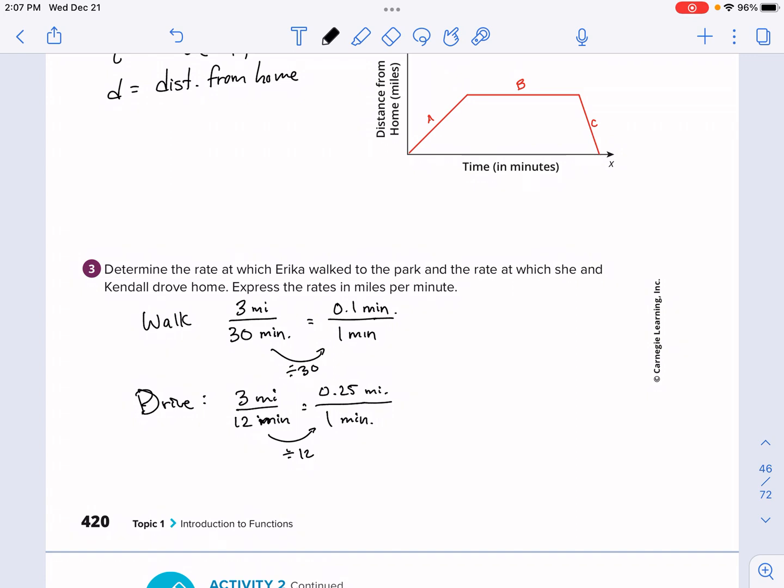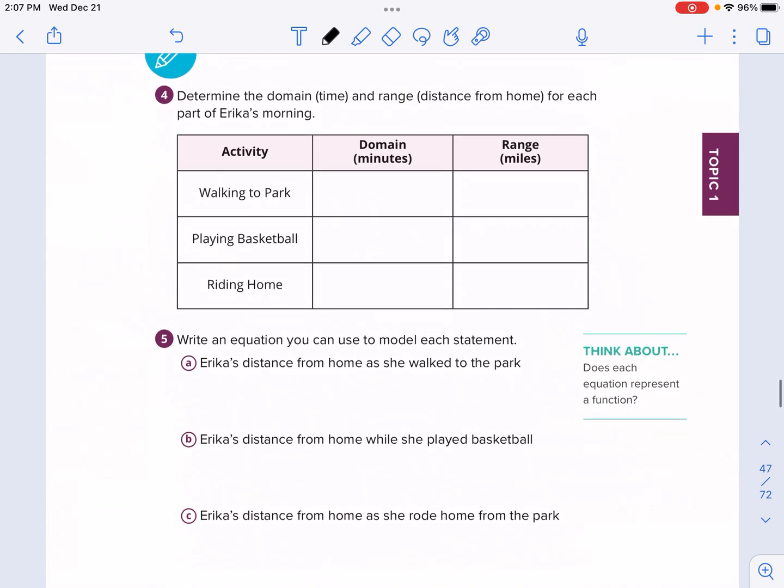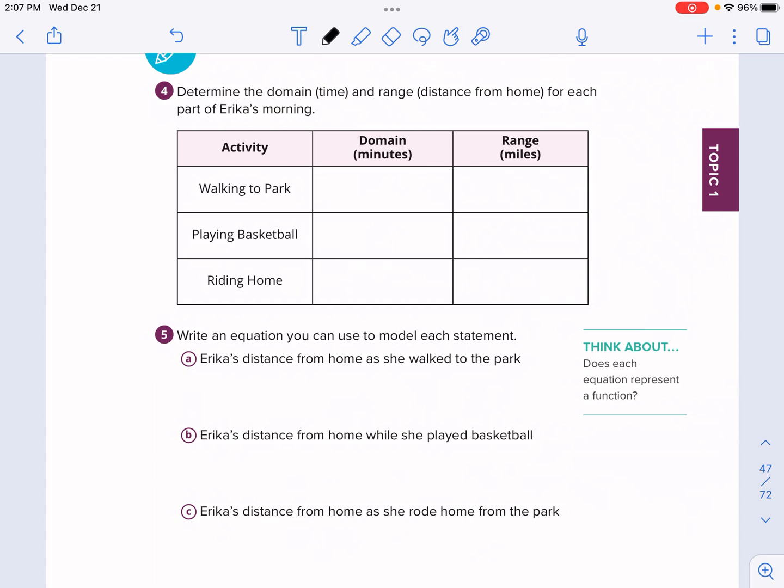All right, moving on to the next part on page 421. So it says, determine the domain, time, and range, distance from home, for each part of Erica's morning. So walking, playing basketball at the park, and then coming back home. Okay, so we'll get to part 5, which is writing an equation, but if this is represented by t, let's go ahead and talk about this. So from 0 to 30 minutes, that was walking to the park. So how do we write that? That is 0 less than or equal to t less than or equal to 30. This just means that the time is from 0 to 30 minutes, and that's all walking to the park.